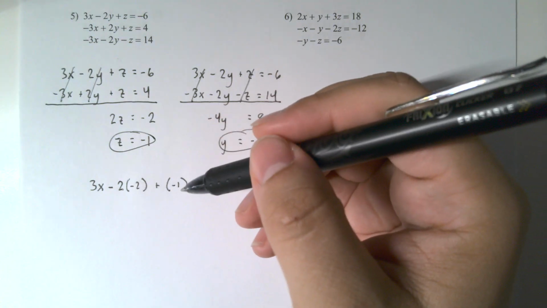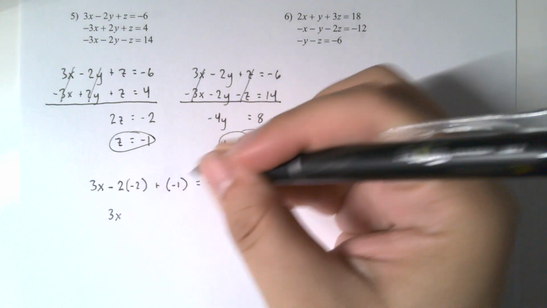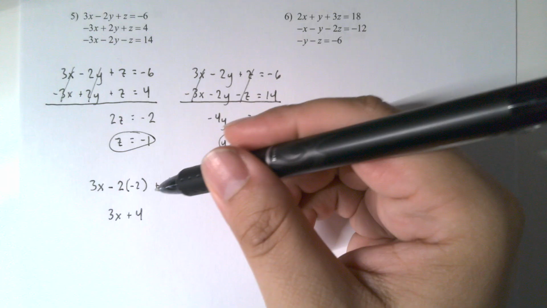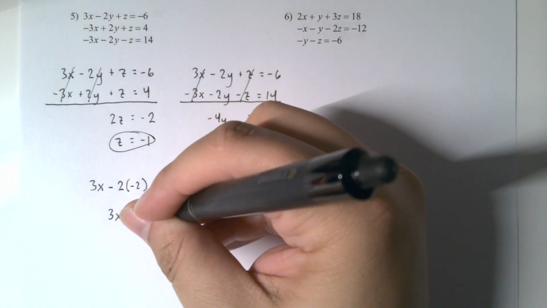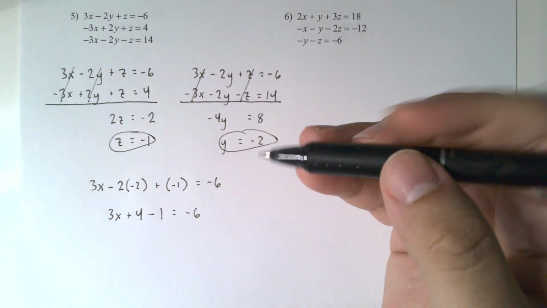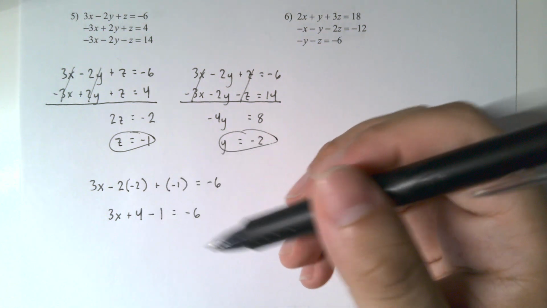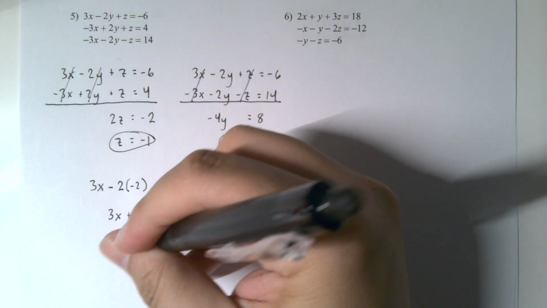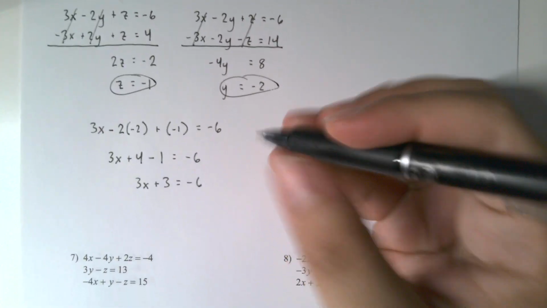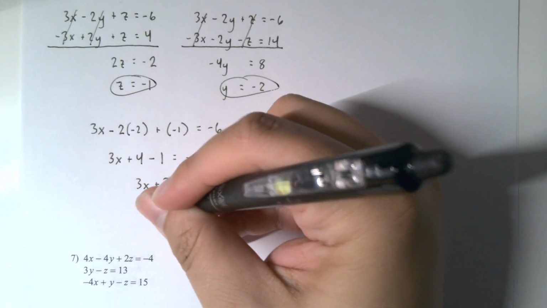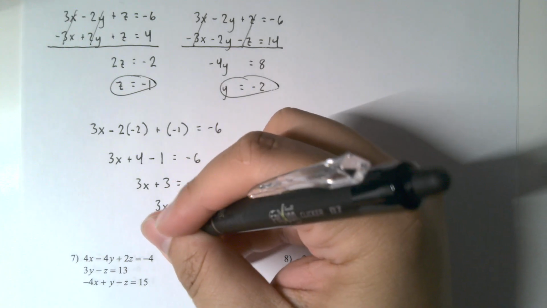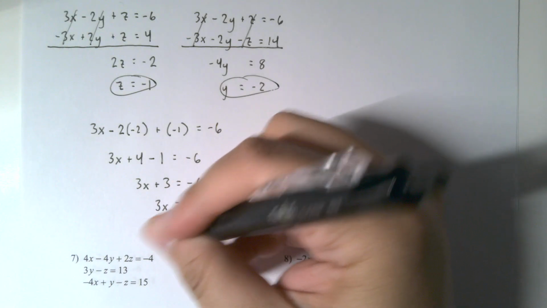So just multiplying some stuff out, we still have our 3x. We have negative 2 times negative 2, which is going to be positive 4. And when we add a negative number, it's really just subtracting that number. So it's going to be minus 1 is equal to negative 6. And now if I combine 4 minus 1, 4 minus 1 is just going to be 3. So I have 3x plus 3 is equal to negative 6. If I subtract the 3 from both sides, I get 3x is equal to negative 9. And if I divide by 3 on both sides, I get x is equal to negative 3.